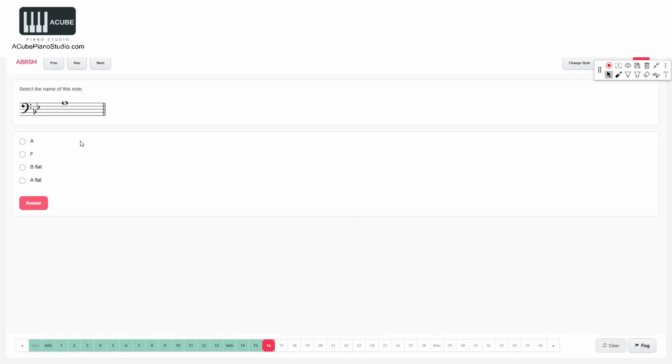Alright, let's take a look at this. Select the name of this note. So let's look, this is bass clef and there's a key signature. So there's B flat and E flat. Okay.